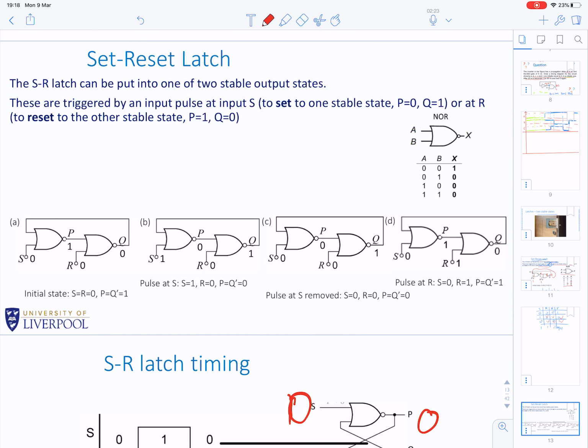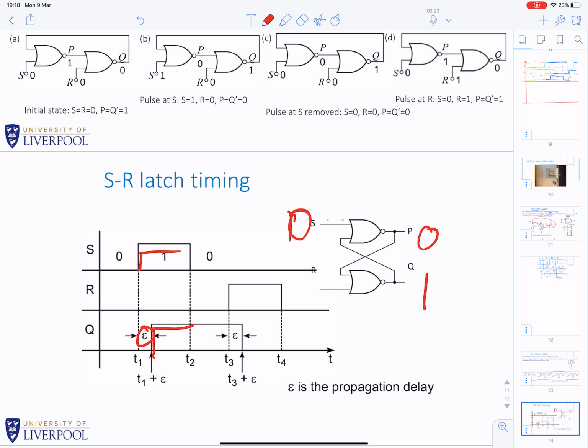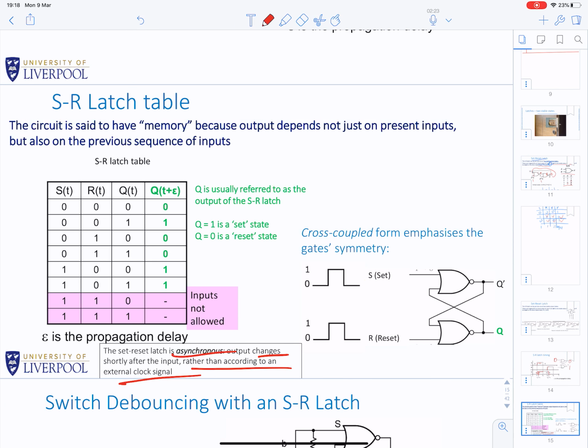So the SR latch can be put in two stable states, which are as follows, and we can interpret the timing like this: if this is 1, it's going to delay sometimes to be here, and if it is this, it is going to delay sometimes to go down. The circuit is said to have memory because the output not only depends on the present input but also depends on previous sequential input.